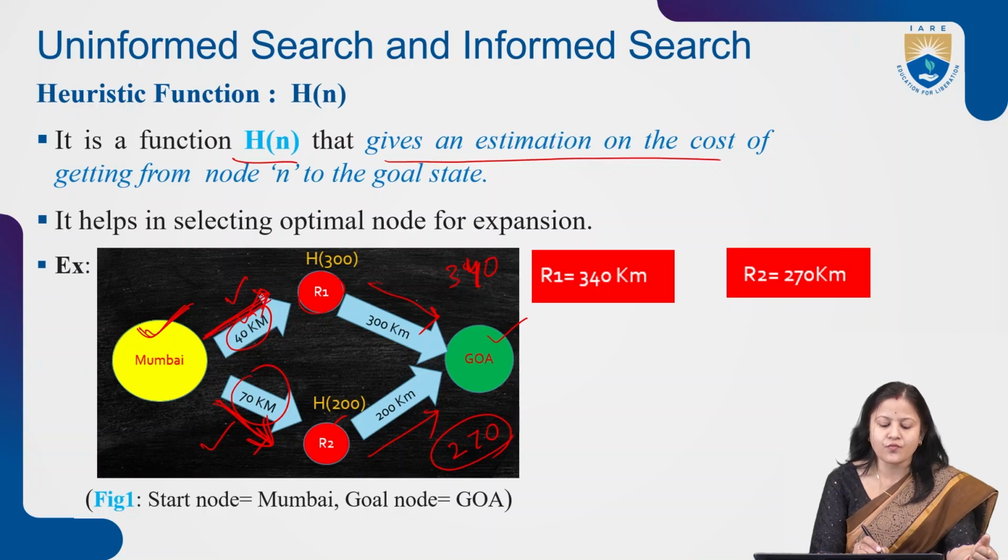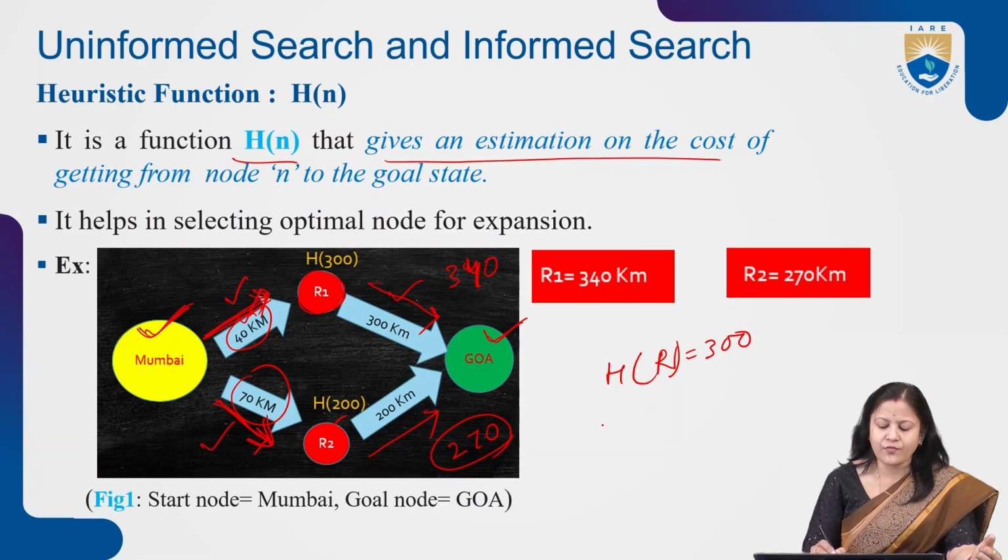If I follow this 40 kilometer route from Mumbai, then at the location R1 some heuristic value is given. The heuristic value of R1 is given as 300. That means h of R1 is 300. That means the straight line distance from the route R1 to the destination is given as 300.